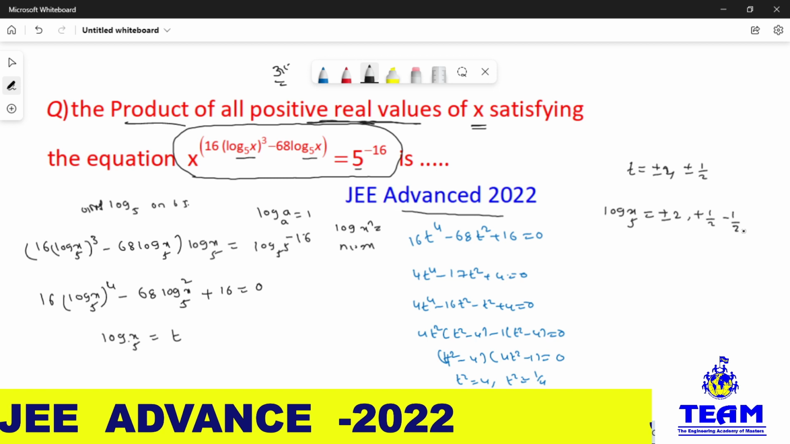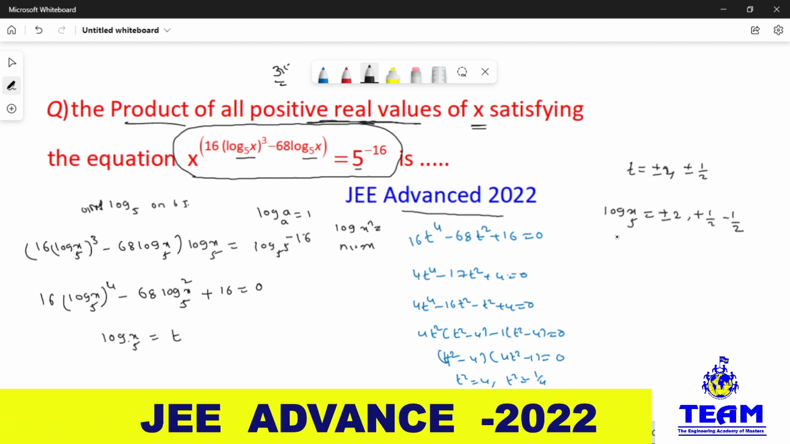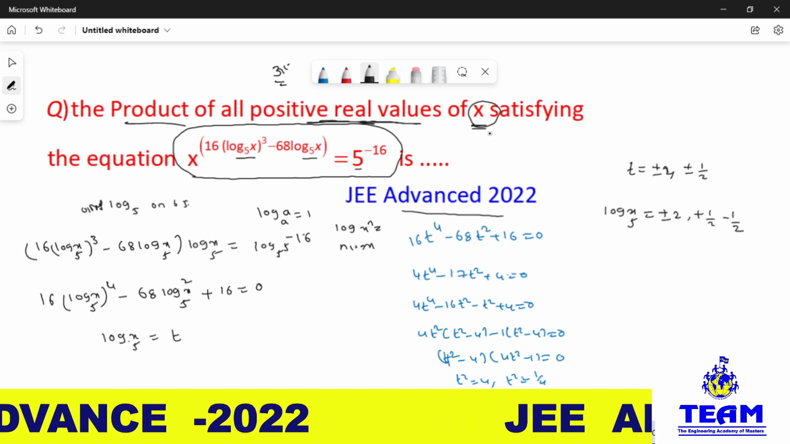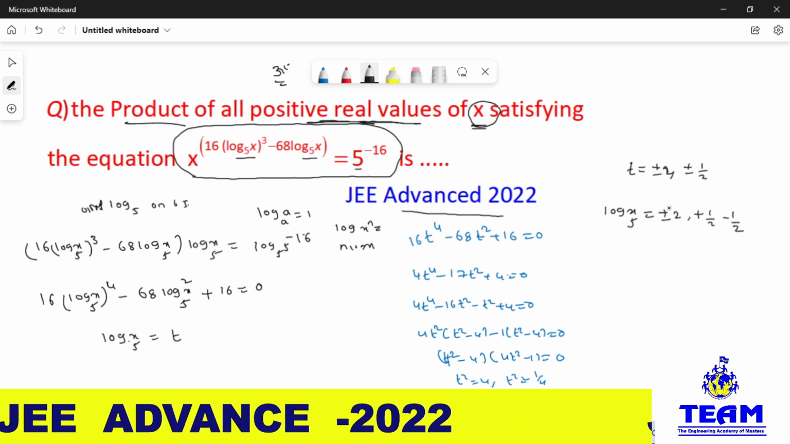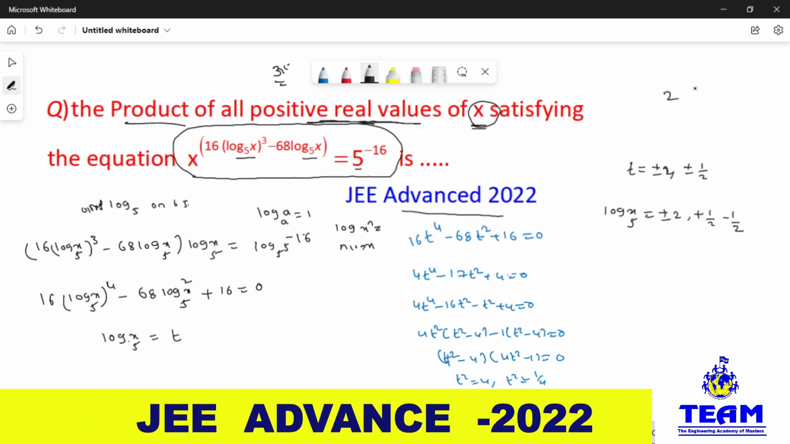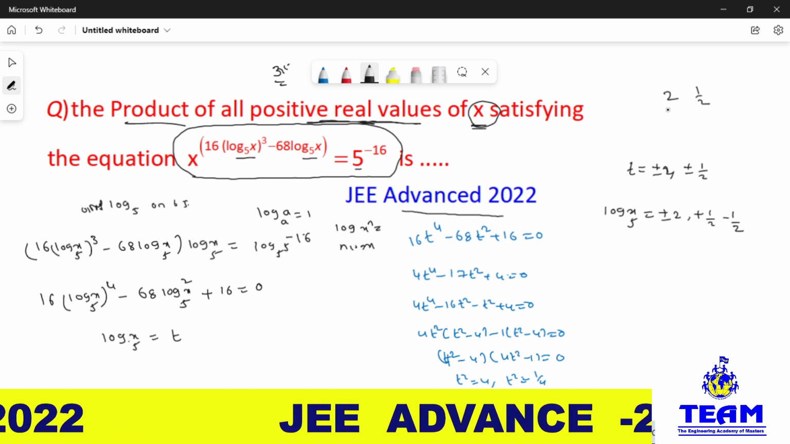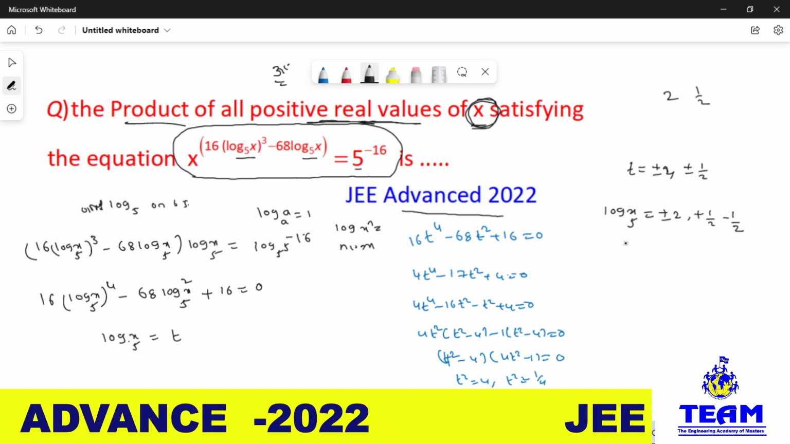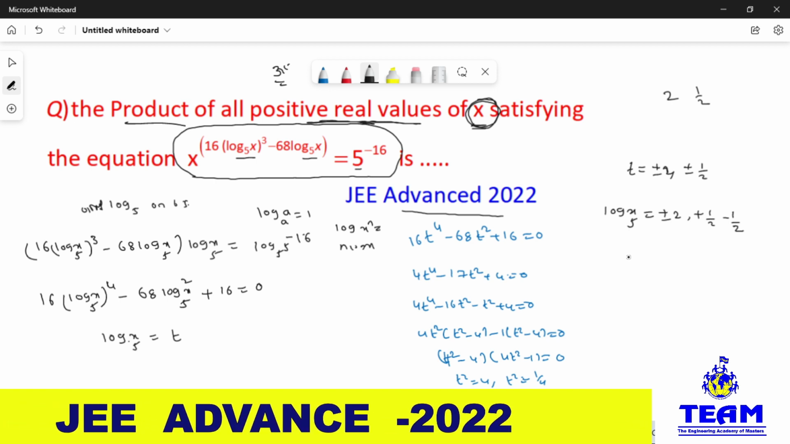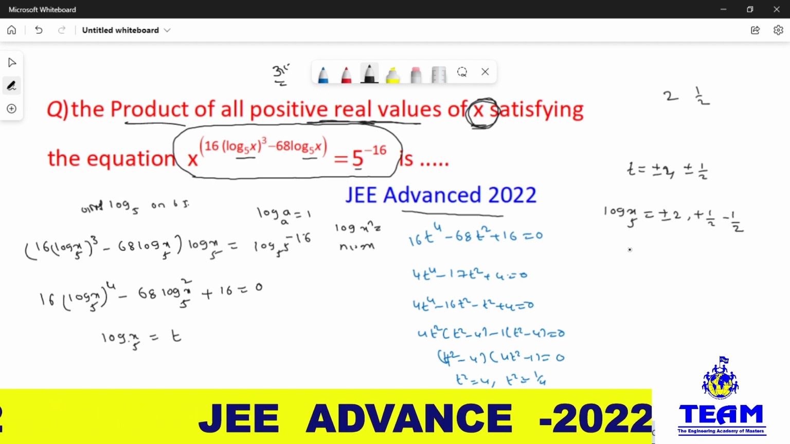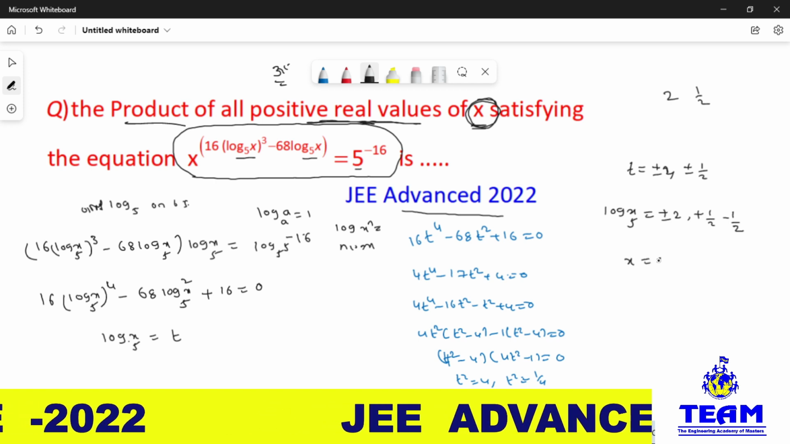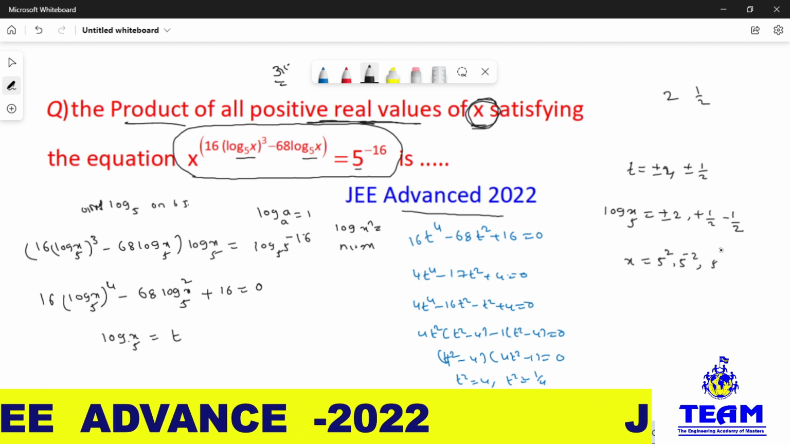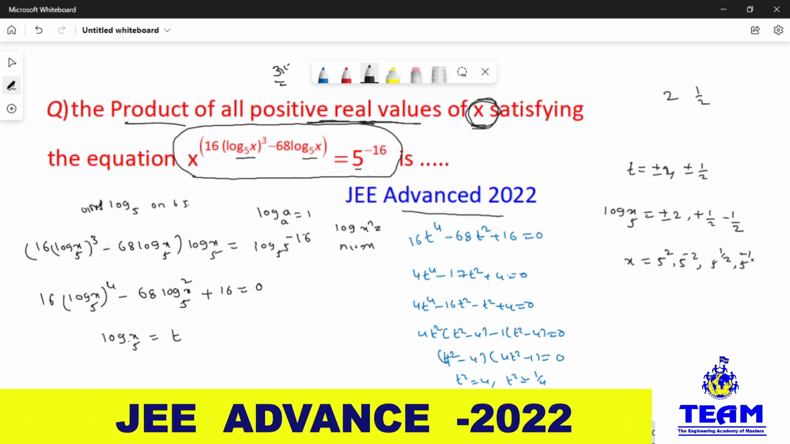So how many roots do you have? Four roots. These roots are positive, we have to take. But here, roots of x or log x? Only for x. If you take in log x, you should not take only the positive values plus 2 and plus 1 by 2. You have to take the positive real roots of x alone. So applying anti-log on both sides, anti-log means 5 power something, not e power. So the roots of x are 5 to the power of plus 2, 5 to the power of minus 2, 5 to the power of 1 by 2, and 5 to the power of minus 1 by 2.